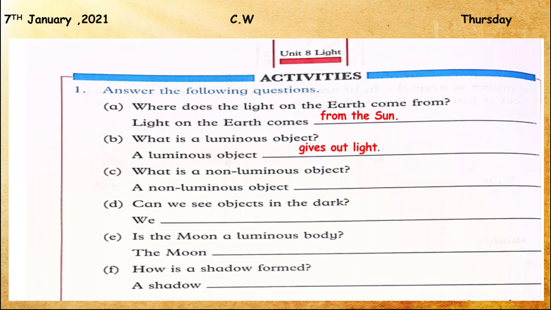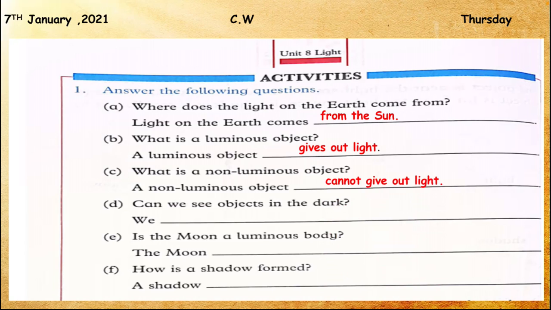Question B. What is a luminous object? The sun is a luminous object. So what can we say? What is the definition of a luminous object? A luminous object gives out light. Objects which give out light are called luminous objects, and the examples are torch, light, sun.